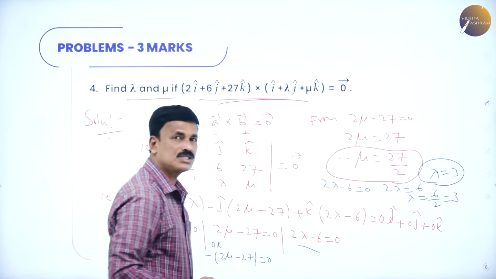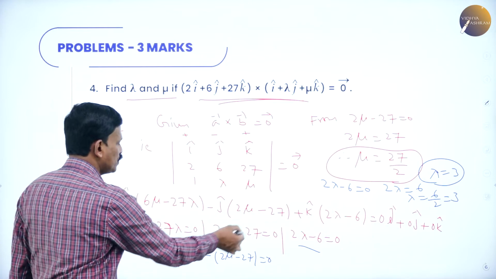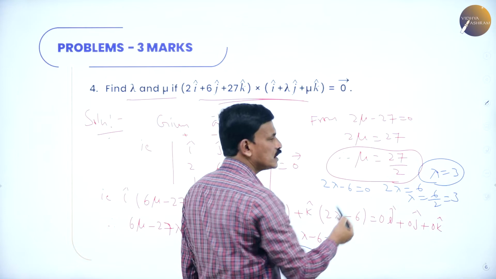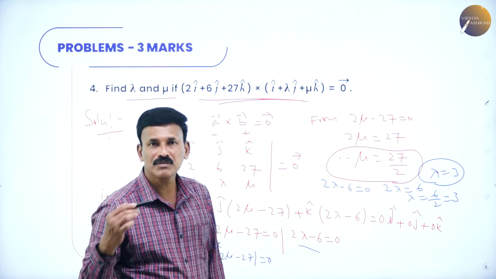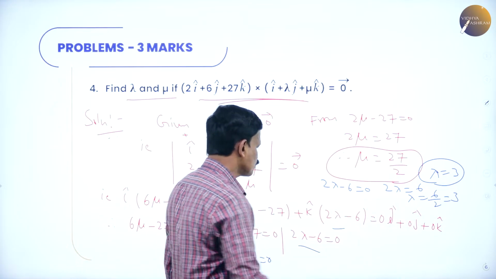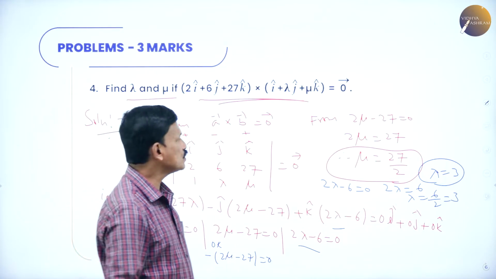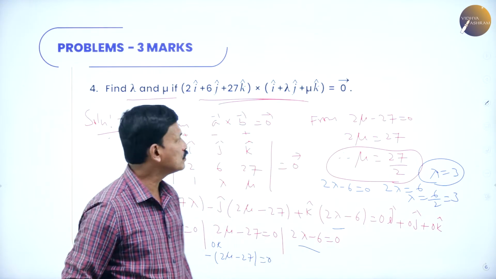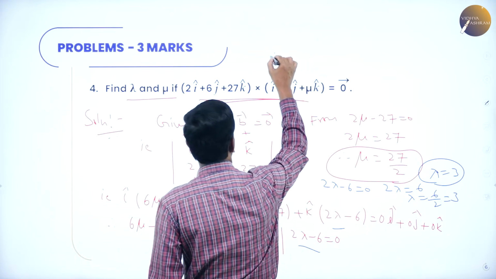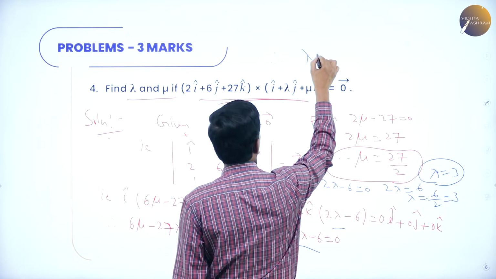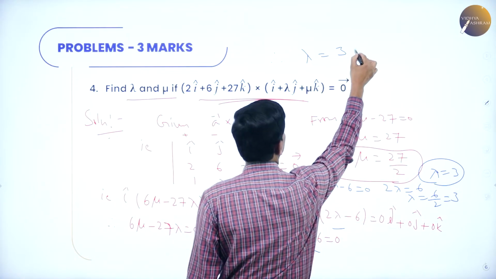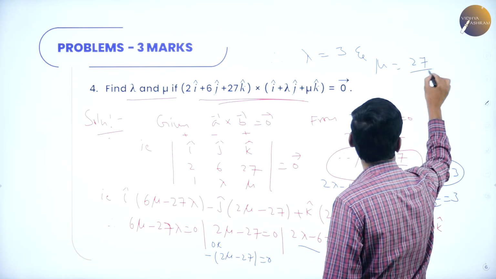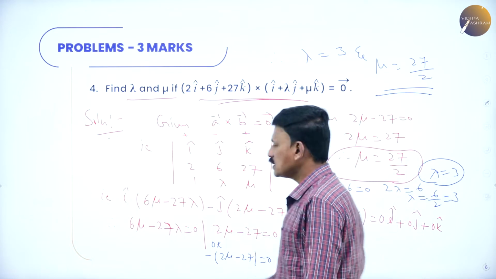2 lambda minus 6 is equal to 0. Now, from this, 2 mu minus 27 is equal to 0. 2 mu is equal to 27. Therefore, mu is equal to 27 divided by 2. Now, consider this: 2 lambda minus 6 is equal to 0. 2 lambda is equal to 6. Lambda is equal to 6 by 2, that's equal to 3. So, therefore, the values are lambda is equal to 3 and mu is equal to 27 divided by 2. These are the required answer.